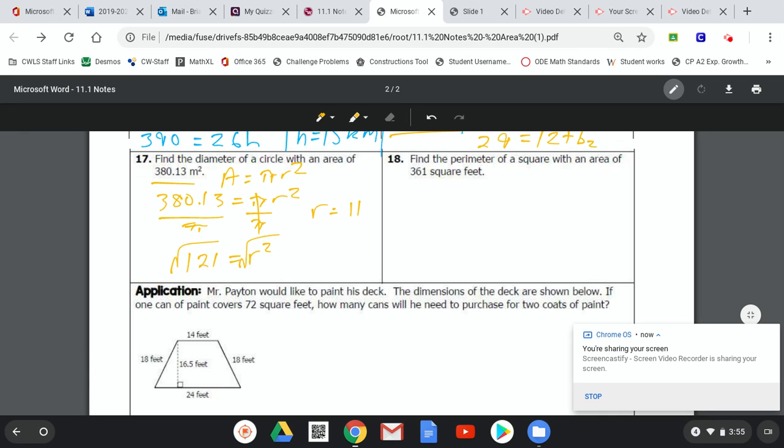Is that our final answer? You should all be saying in your heads, no, Mr. Erling, it is not. We're looking for a diameter. We have to multiply it by 2. 11 times 2 will give us 22 for our diameter, okay?